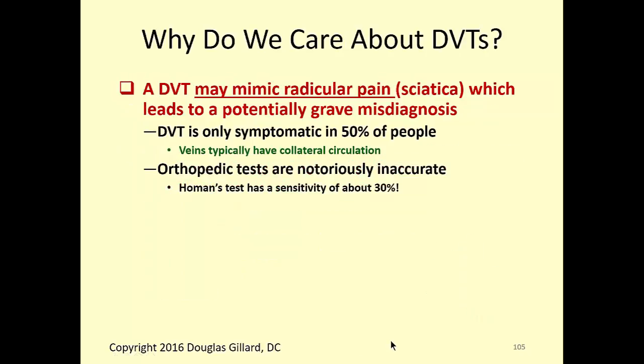Why do we care about DVTs? Because, as I told you in lab, they can mimic the radicular pain of sciatica to a T. So very scary. And then we said only 50% of people actually have symptoms with a DVT, especially the dangerous DVTs. So, in orthopedic tests, we talked in lab about Homan's test. You know, the one that's on the boards, you've already learned has sensitivity and specificity way under 50%, around 30%. It's terrible. It's almost useless. Although for doing our due diligence, we do need to do that, right?